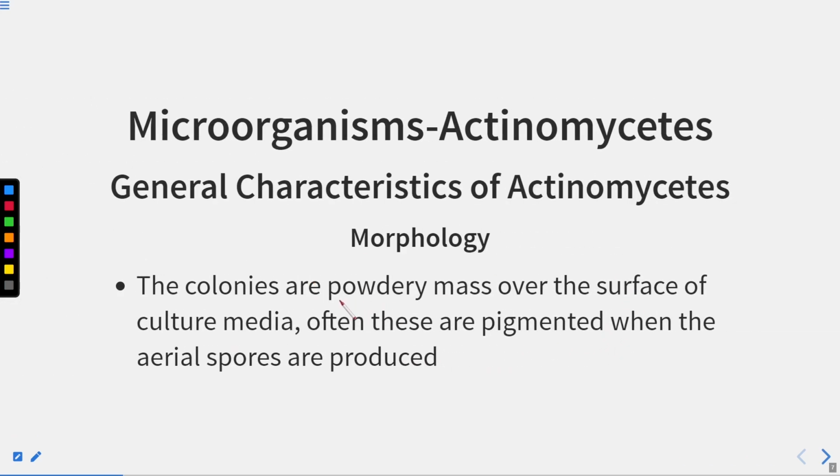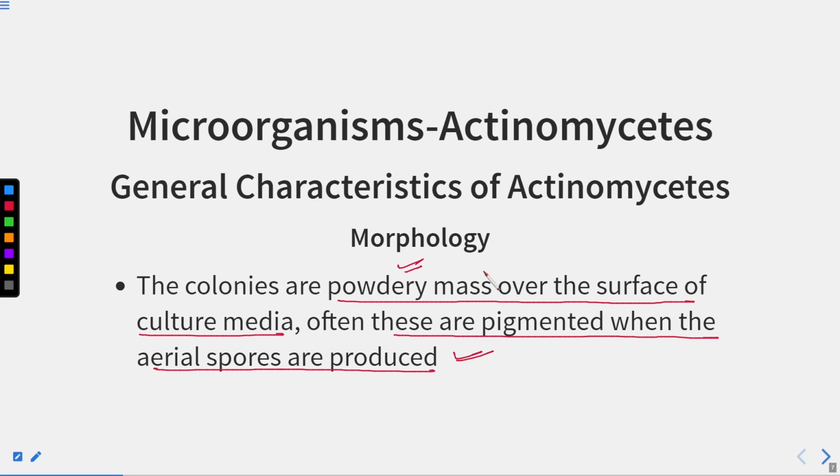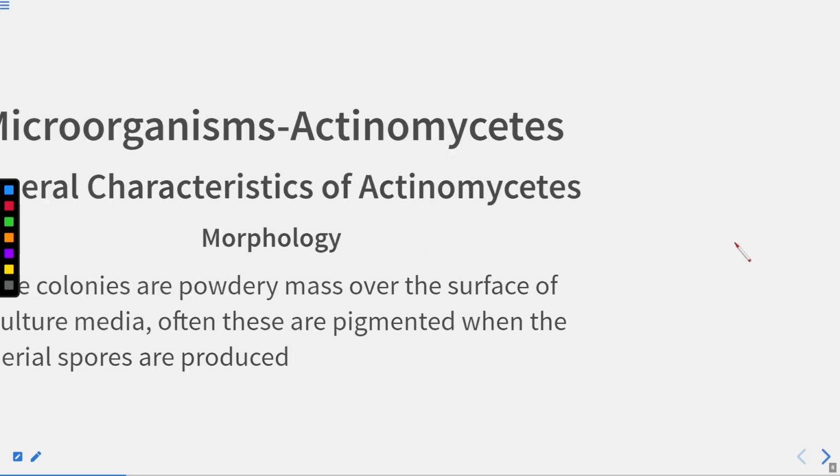The colonies are a powdery mass over the surface of the culture media, and often these are pigmented with the aerial spores when the aerial spores are produced. So they have a colony, and this colony is like a powdery mass over the surface of the culture media. Whenever there is a culture media like this, they have a powdery mass on it. This is the powdery mass. Actually, this is the colony of the actinomycetes.